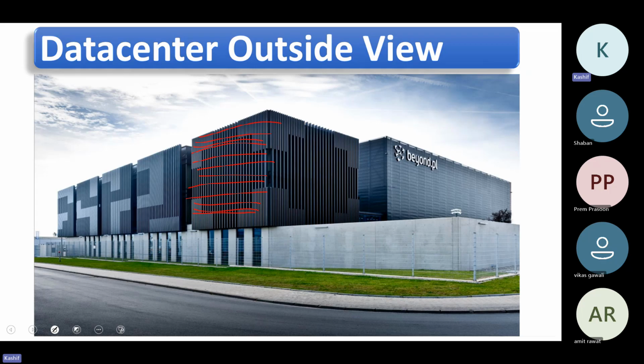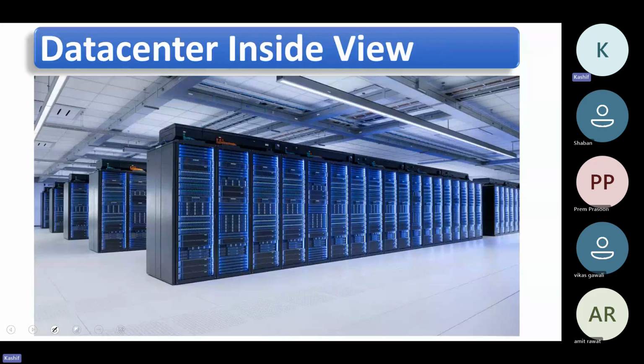So you have a data center which will be like this building, and inside this building you will have multiple floors, and inside the floors you have this kind of setup. This is the inside view of the data center. So inside you will have containers. You see the container, these are containers. Inside the container, you have racks, these are the racks.